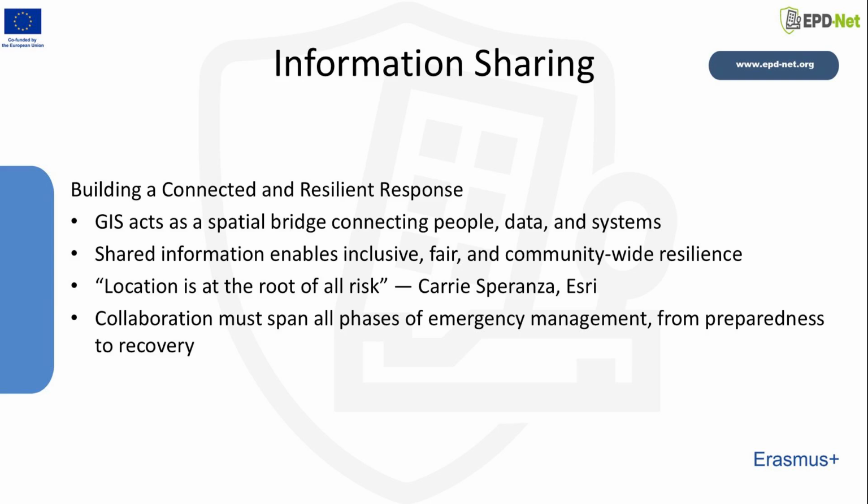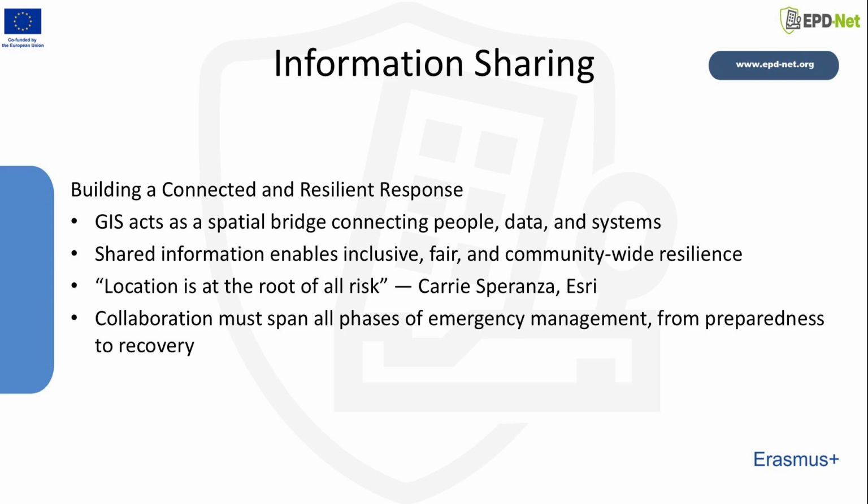Information sharing is one of the most fundamental elements of effective emergency management. GIS plays a unique role here. It acts as a spatial bridge that brings together people, data, and systems that normally operate in separate silos. When information flows seamlessly across agencies and disciplines, the entire response becomes more coordinated and more powerful.